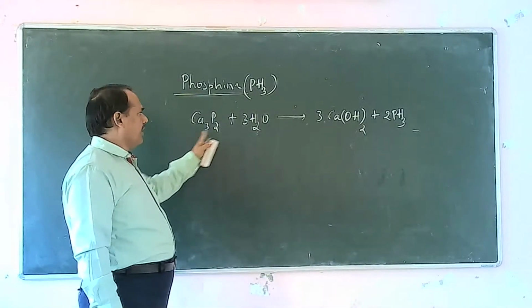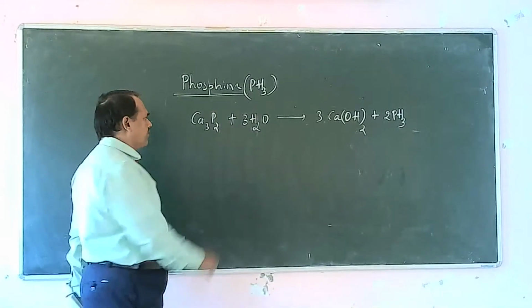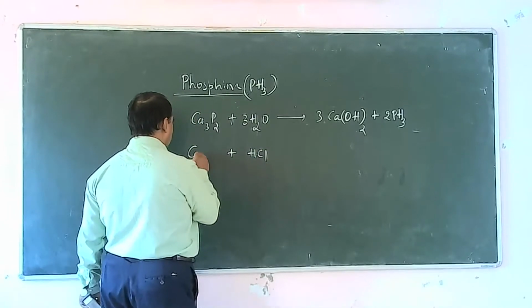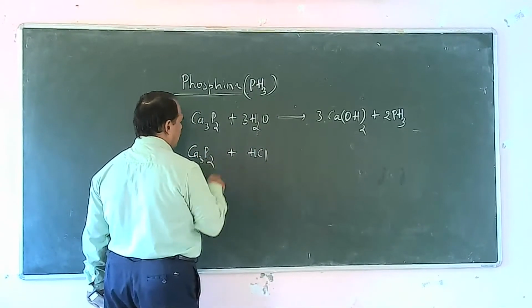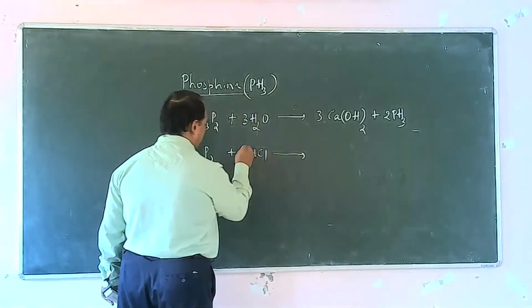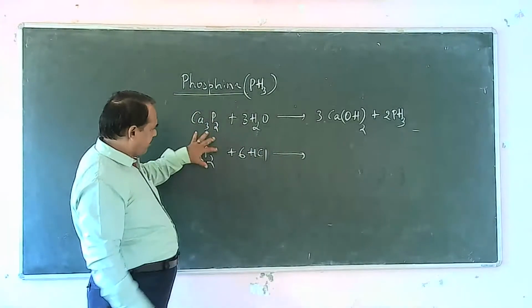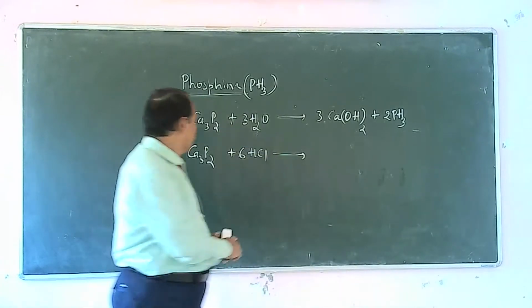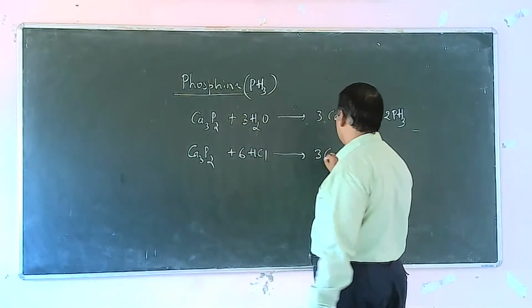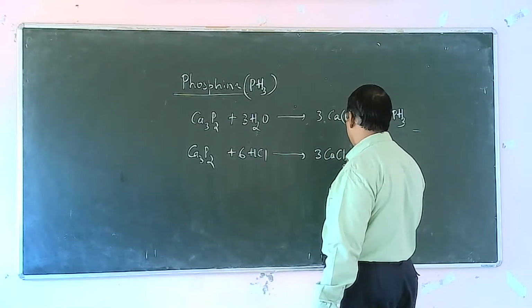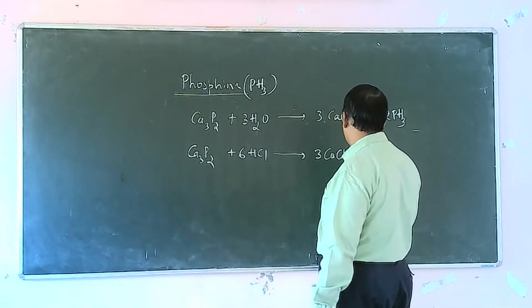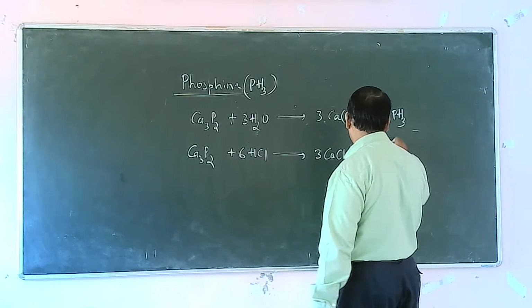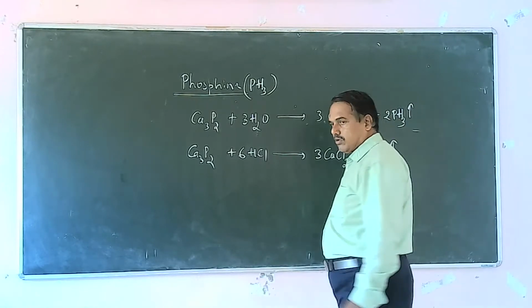Even this calcium phosphide, when treated with HCl, hydrochloric acid, see, Ca3P2 plus 6HCl, you will get 3 CaCl2, calcium chloride salt, and 2 PH3, which is nothing but phosphine gas.